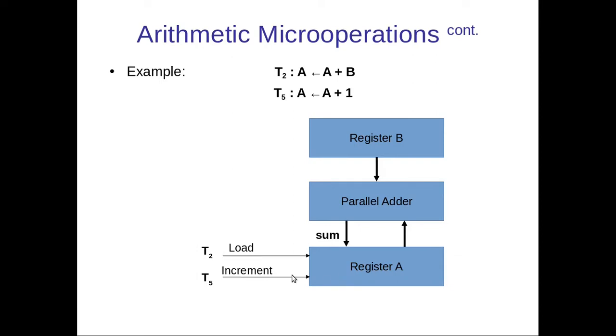Similarly, there is another control input line, increment. Whenever this increment line becomes 1, register A will act as an up counter and the value will be incremented. This increment line is connected with the T5 timing variable. So whenever the T2 timing variable becomes active, the sum will be captured into register A. Similarly, when the T5 timing variable becomes active, at that time register A will be incremented by 1. Those are the operations.